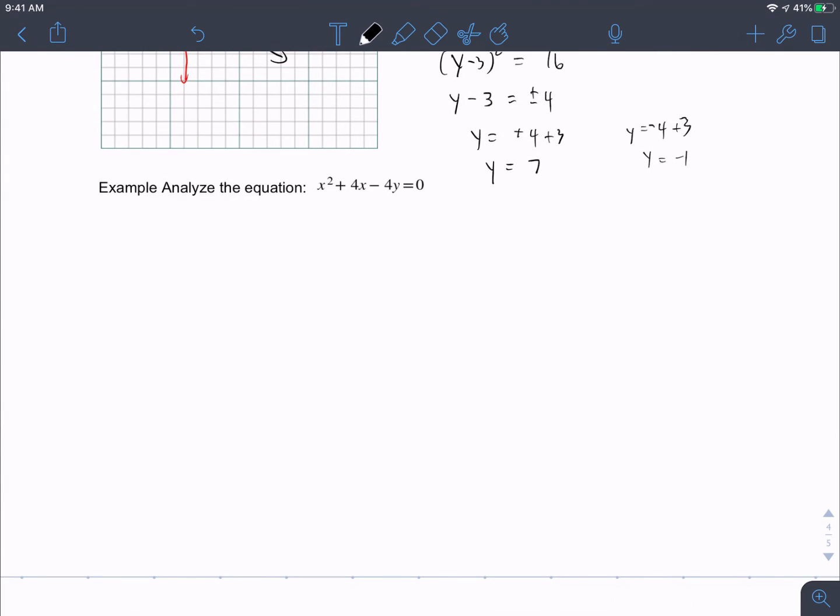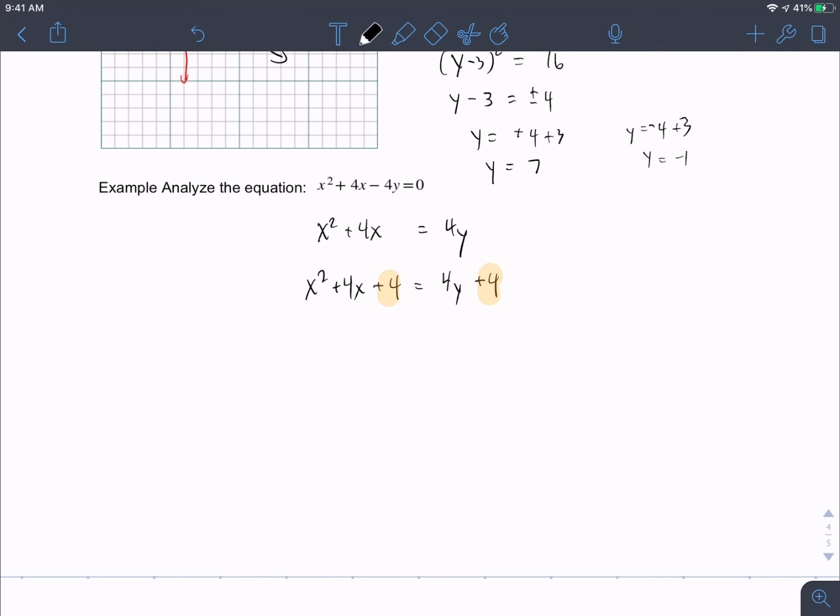And this example is attacking it a little bit differently. We don't have anything clearly defined in this. So what I'm going to do is go x^2 + 4x = 4y. And then I'm going to complete the square. And so x^2 + 4x + 4 is equal to 4y + 4, because if I add 4 to one side, I have to add 4 to the other.